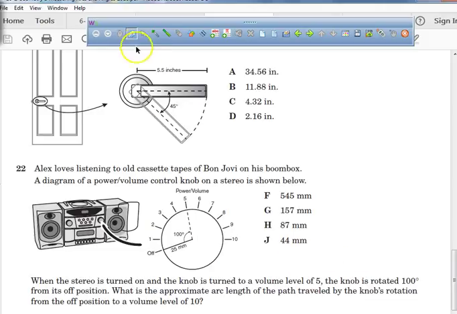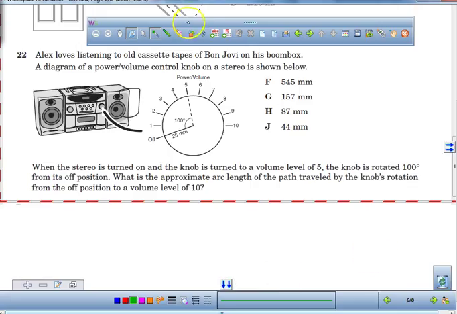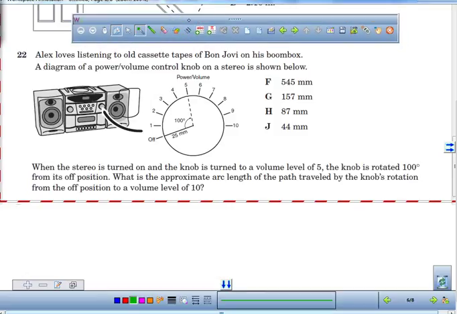Alex, could you read number 22 for us, please? Alex loves listening to old cassette tapes and finding out... A diagram of a power volume control knob on the stereo shown below. Keep reading. You're doing good. Keep going. When the stereo is turned on and the knob is turned to a volume level of 5, the knob is rotated 100 degrees from its off position.